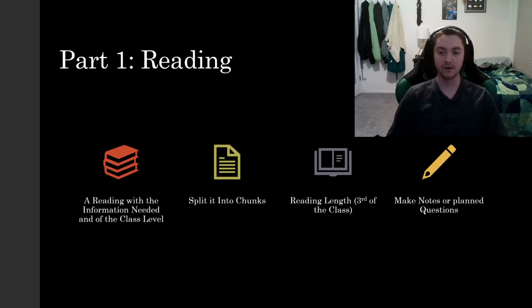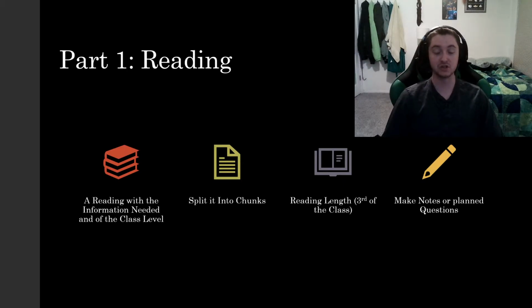When you're going through the readings, I would take notes or plan out some specific questions for each chunk in order to make sure you know what you want them to learn from each individual reading, or each section of the reading rather. And this will come up multiple times later on.